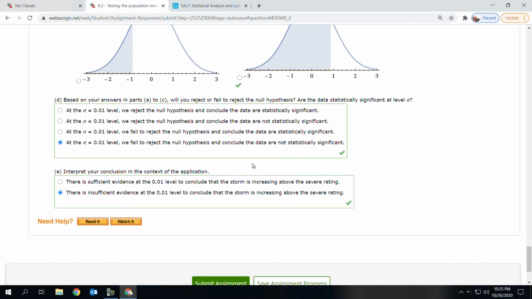And because P is greater than alpha, remember P is 0.195, that's greater than alpha, we fail to reject the null hypothesis. Our data is inconclusive or not statistically significant. Doesn't mean we're wrong, it's just our sample doesn't give us enough evidence to reject the null. So we fail to reject the null. We don't have enough evidence to conclude that the storm is increasing above the severe rate.